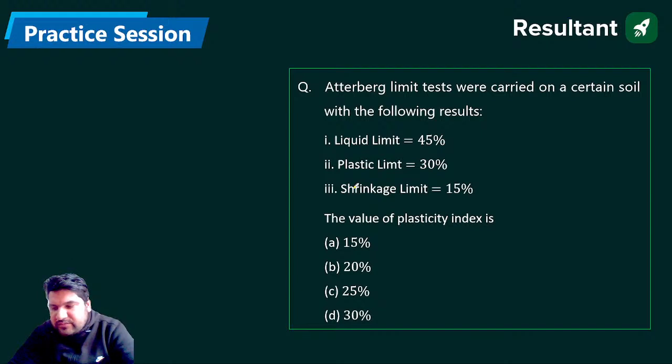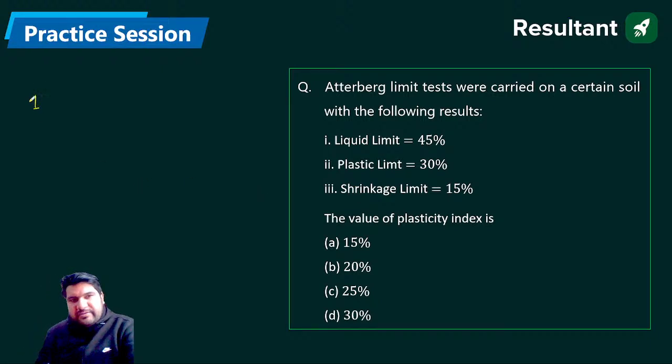I want everyone's answer. Harshita is saying B, Arnab is saying A. Anyone else? So we have the Atterberg's test carried out on the soil. The liquid limit is reported as 45, plastic limit as 30, and shrinkage limit as 15. So what is the value of plasticity index?